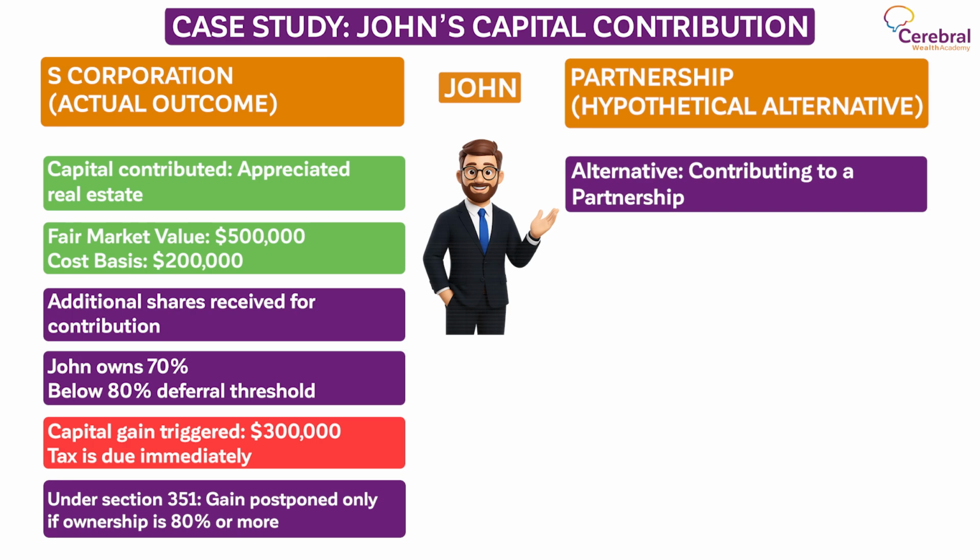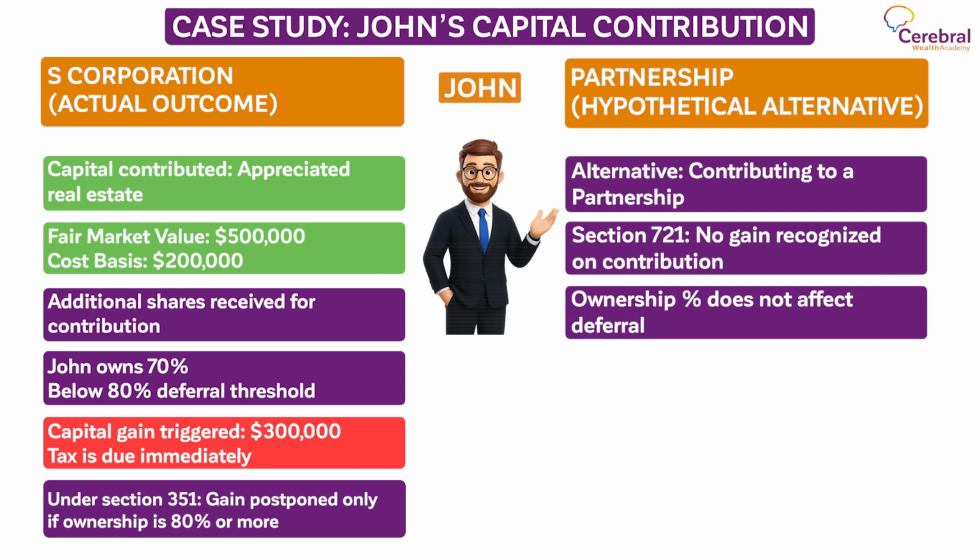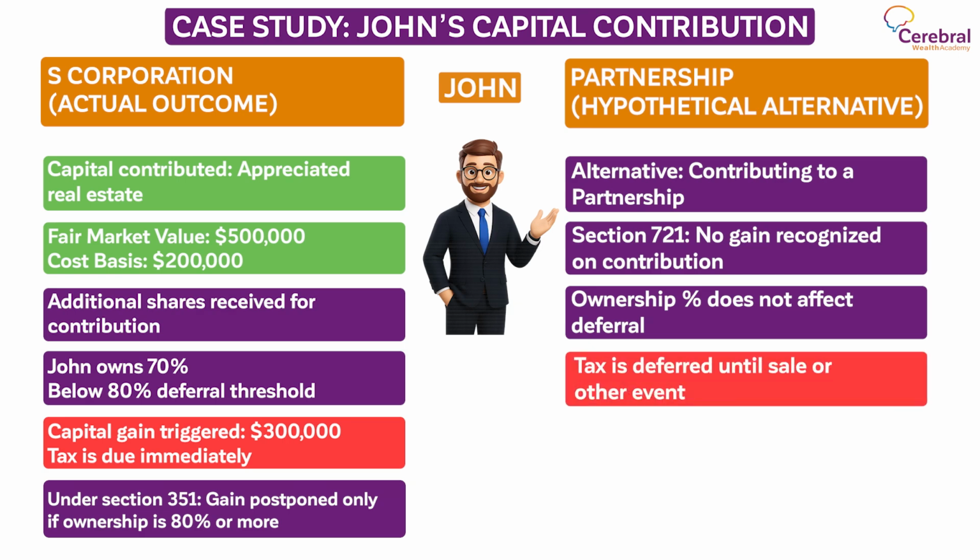That's because under Section 721 of the Internal Revenue Code, when a partner contributes appreciated property to a partnership, no gain or loss is generally recognized by the partner at the time of contribution. This is true regardless of the partner's ownership percentage. In other words, John would not have had to recognize the $300,000 gain immediately upon contributing the property. Thus, the tax on the gain would have been deferred until the property was sold or some other taxable event occurred.